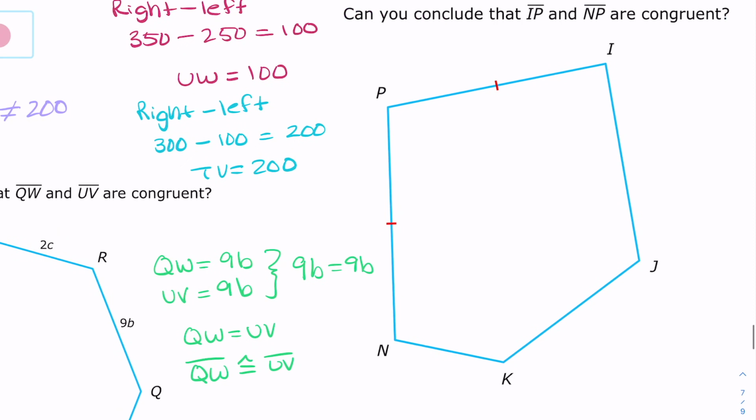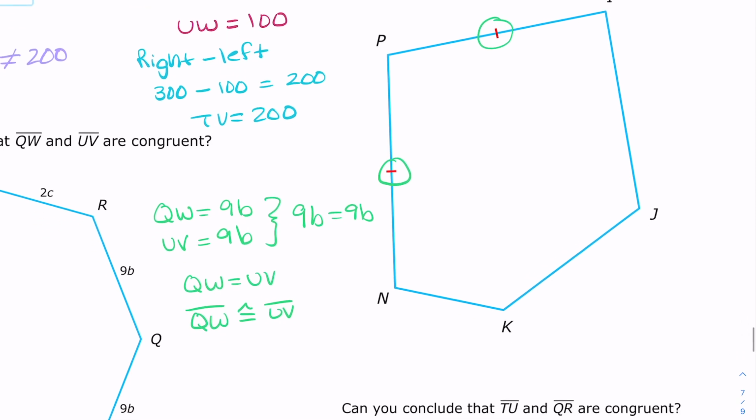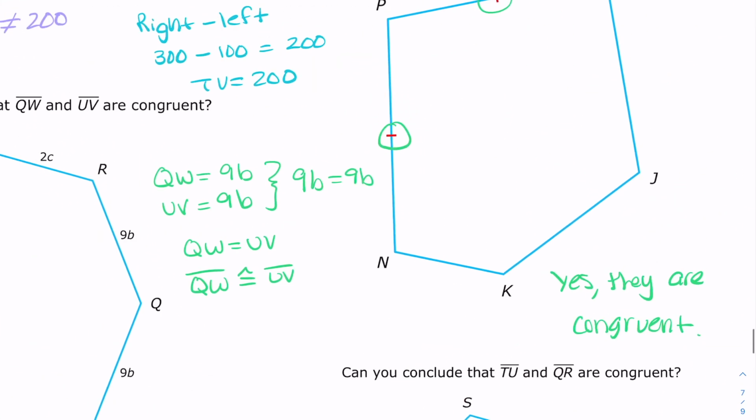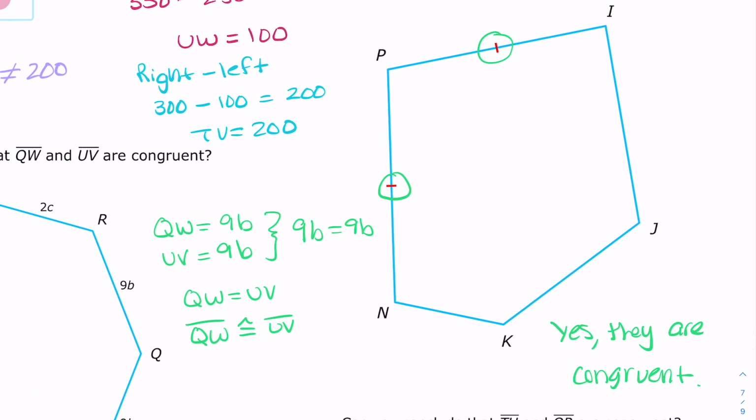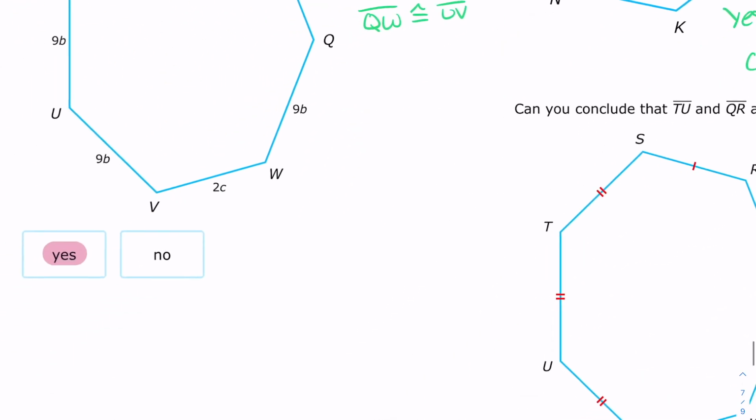All right, this next one. Can you conclude that IP and NP are congruent? Well, take a look. Here we have IP, which has a tick mark, and we have NP, which has a tick mark. So the answer, because they both have tick marks, is yes, they are congruent. Awesome. I don't know where the little box went for that one. I think it might be overlapped. Okay, so tick marks also prove that they are congruent.